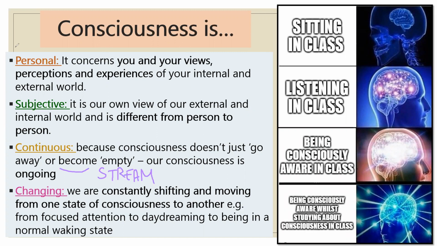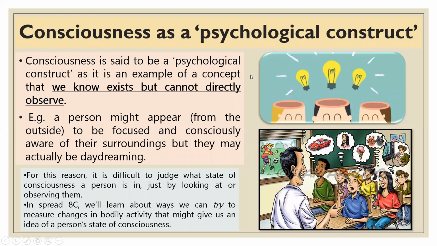So those are the 4 characteristics of consciousness that you guys need to know. It's very important to know what each of those mean, as well as linking them back to the definition that we looked at on the previous slide. So that's basically the characteristics. Now we're looking at what consciousness means as a psychological construct.